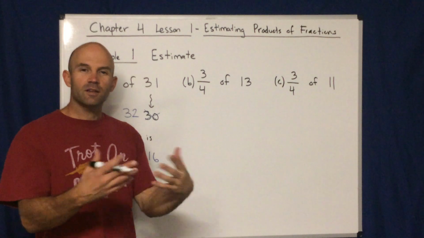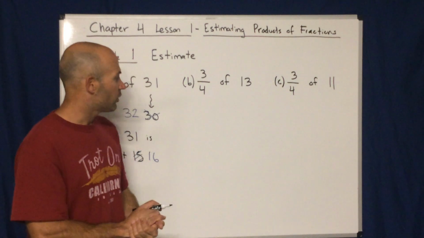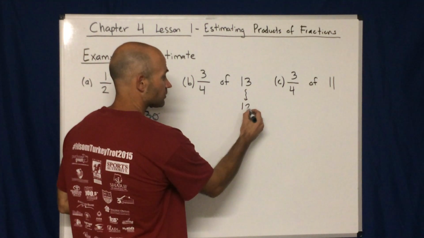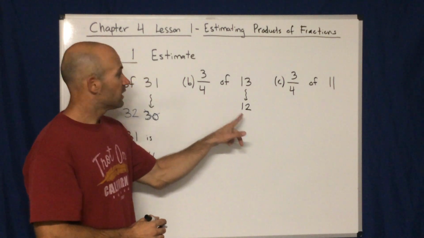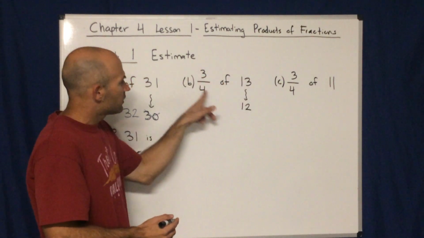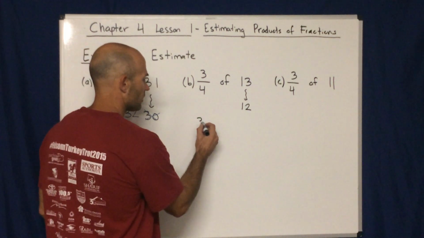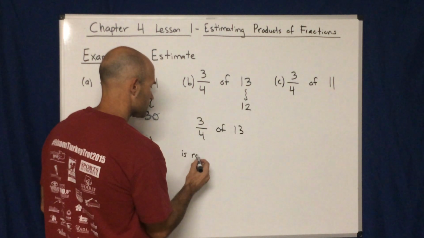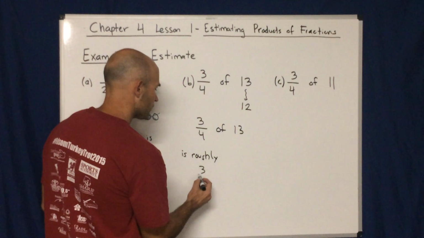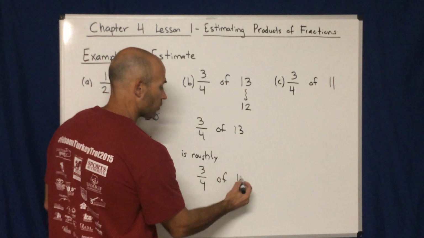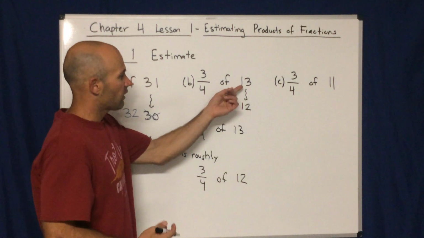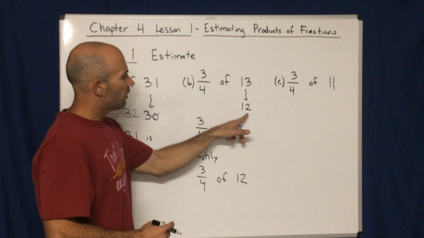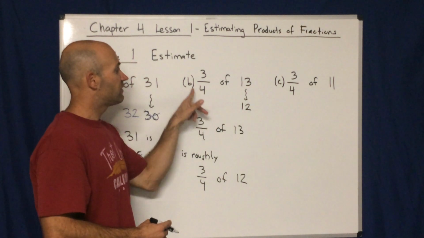Well, 13 isn't easily divisible by 4, right? 4 doesn't go into 13 a whole number of times. So if I think of 13 as being close to 12, which is divisible by 4, then I can estimate what this product would be. So 3/4 of 13 is roughly 3/4 of 12. Why am I picking 12 and not 14 or 15, which are also close to 13? I'm picking 12 because 12 is close to 13 and also divisible by 4.